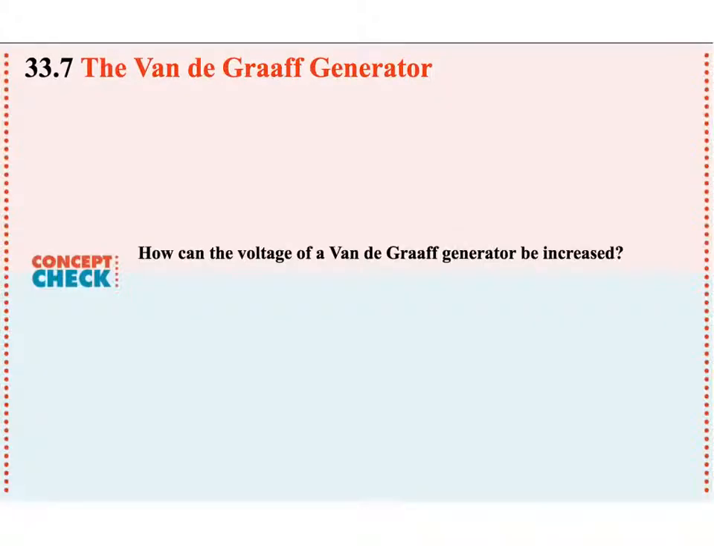How can the voltage of a Van de Graaff generator be increased? These are the end of electric field notes.